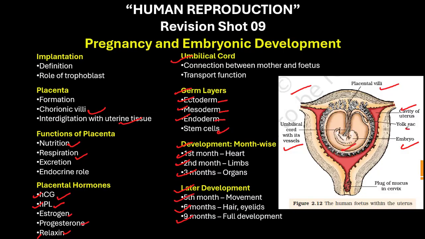Now, the yolk sac is there. It is present during early embryonic development. It provides nutrition in early stages before the placenta becomes fully functional. Later, it becomes reduced as the placenta takes over the nourishment.